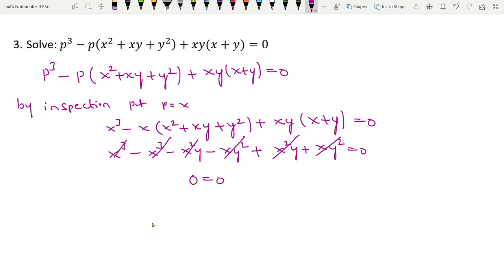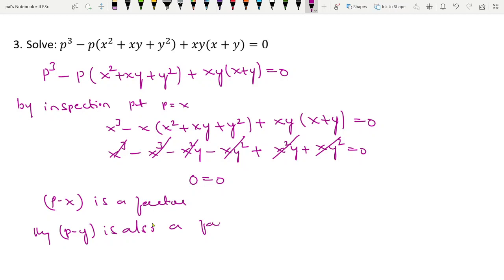Okay, so therefore p is equal to x, or p minus x is a factor, or p is equal to x is one root of this equation. Similarly, p minus y is also a factor. Okay, now we find two factors of this equation: p minus x and p minus y, and we need to check one more.